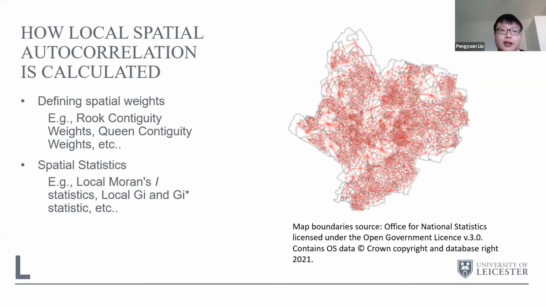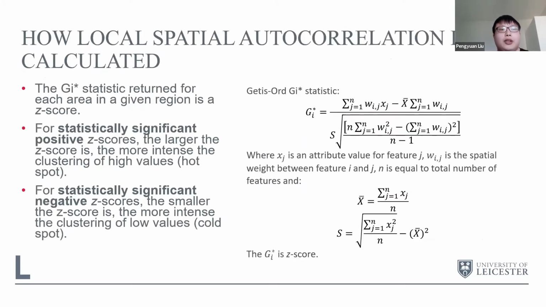And then after defining the spatial weights, we normally perform the spatial statistics to decide the local autocorrelation. And we also have many different ways to do that, including local Moran's I and local Gi or Gi star statistics. In this specific paper, we're using the local Gi star statistics, will be adopted in this paper. So the Gi star statistics returns each area in a given region as the z-score, and the formula is shown on the right hand of the slides.